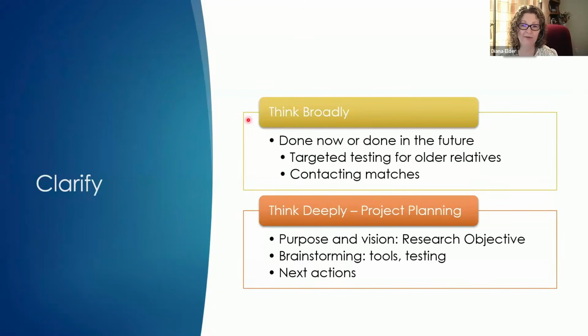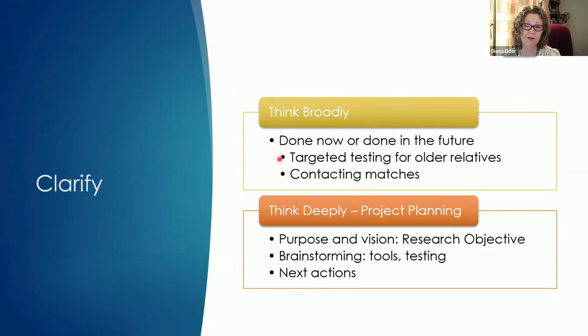So after we have got that brainstormed list, then we're going to clarify. And this is where we're going to really think about all these different things we've identified we want to do with our DNA. So we can think broadly about them first. Is this something we really want to do right now? Is this burning a hole in our to-do list, or can we put this off for the future?